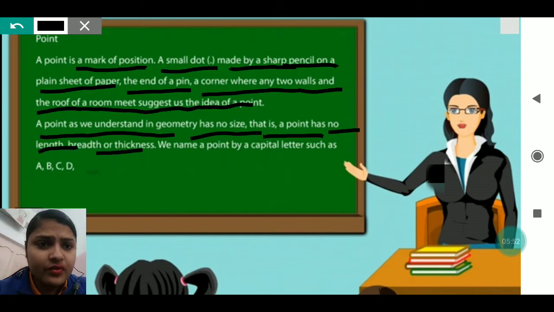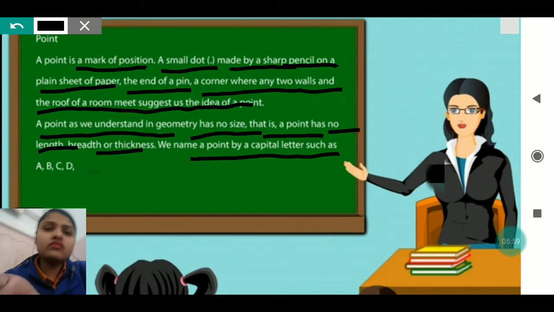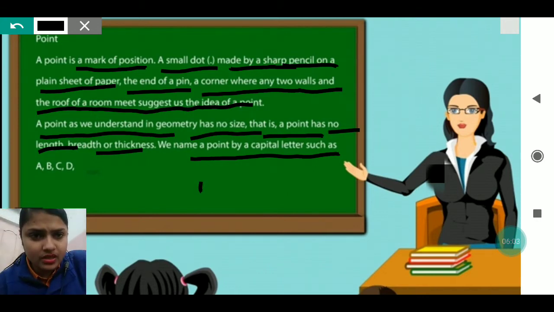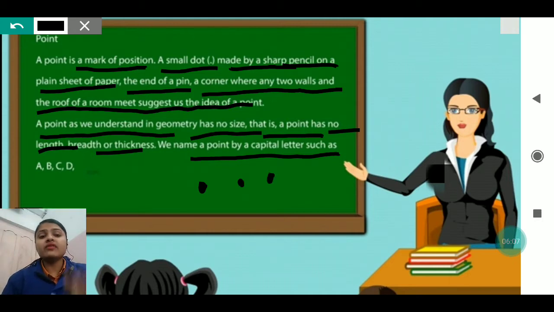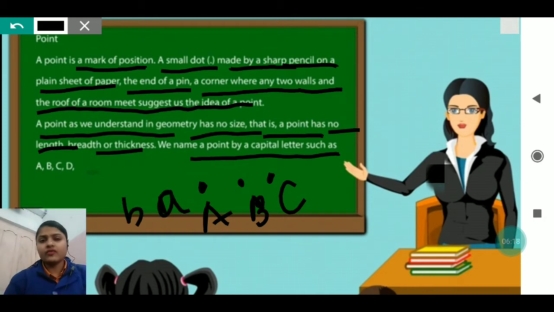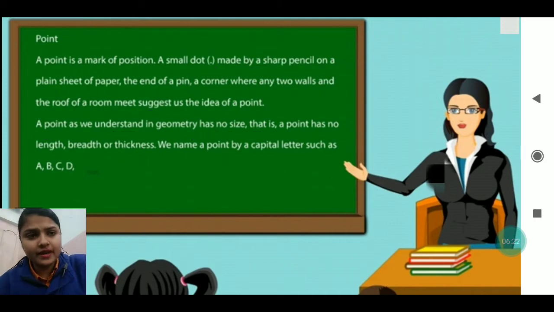We name a point by capital letters such as A, B, C, D. Always keep this in your mind: whenever you put one point, or one dot, and you have to give the name of this point, then always give it in a capital letter. You cannot use a small a or a small b for denoting the point. This also you have to keep in your mind.